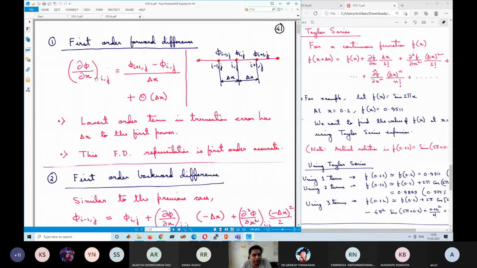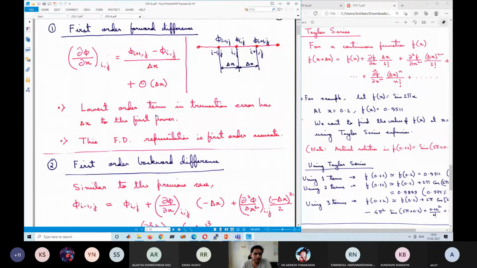So this is the first order forward difference scheme. First order means the derivative is of the first order. We are representing it by this difference, and it is forward difference because we are taking the forward value for calculating the derivative here. This error is also of first order, so it is known as first order accurate. Derivative is first order, error also first order.